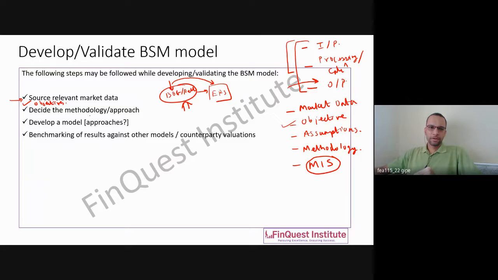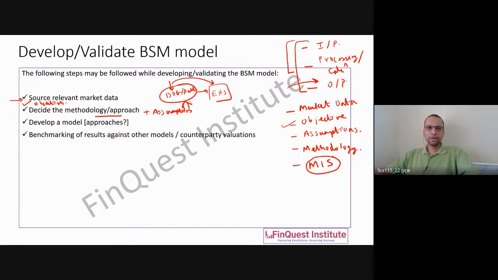Next comes your methodology or approach. So this will also include your assumptions, because every model is based on a certain set of assumptions. So even Black-Scholes has a certain set of assumptions. Similarly, you have other models also. So having clarity on what methodology you want to apply and what assumptions to follow, that has to be there, because finally all of these things are going to determine how good the model is going to perform as well.